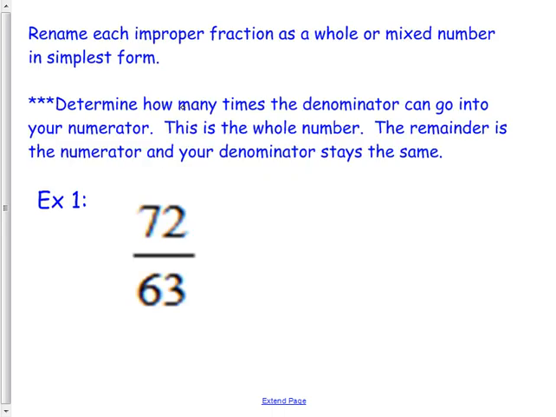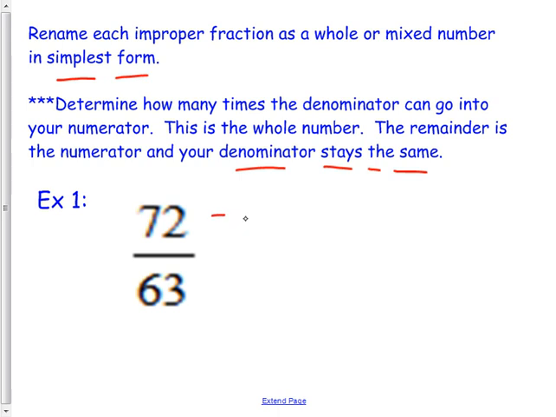All right, so we're also going to rename each improper fraction as a whole or mixed number in simplest form. Okay, key being simplest form. All right, we want to keep that in mind. Determine how many times the denominator can go into your numerator. This is the whole number, and the remainder is the numerator, and your denominator stays the same. Okay, we can't change what size pieces of the pie that we get. All right, so we have 72/63.